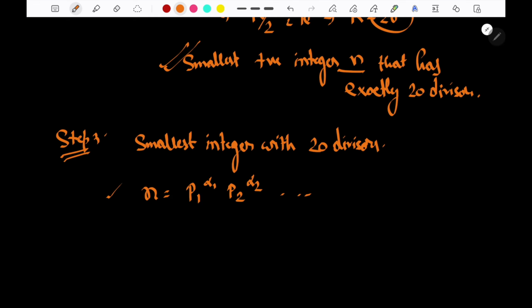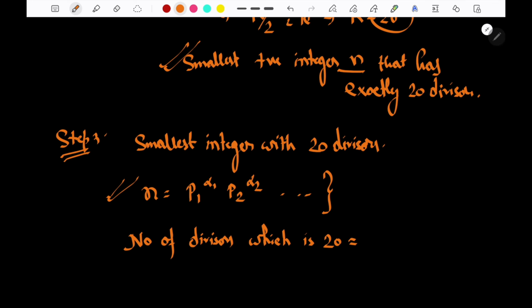This is the way n is written. How? Fundamental theorem of arithmetic. Now, the number of divisors, which is k, which is 20 here, can be written as alpha 1 plus 1, into alpha 2 plus 1, into alpha 3 plus 1.